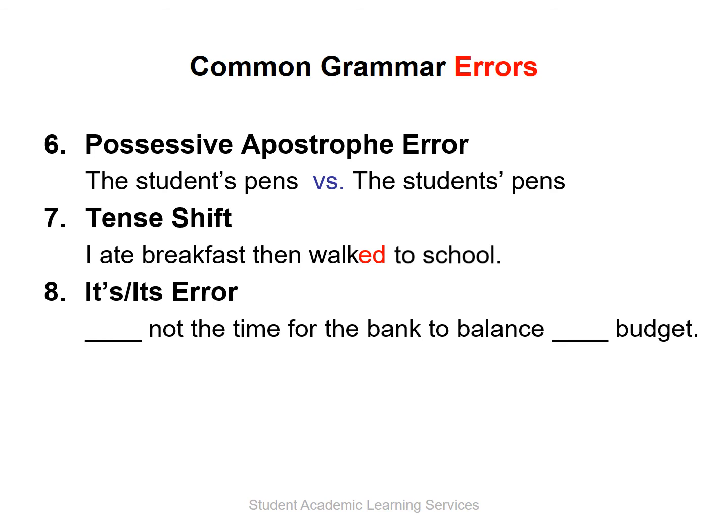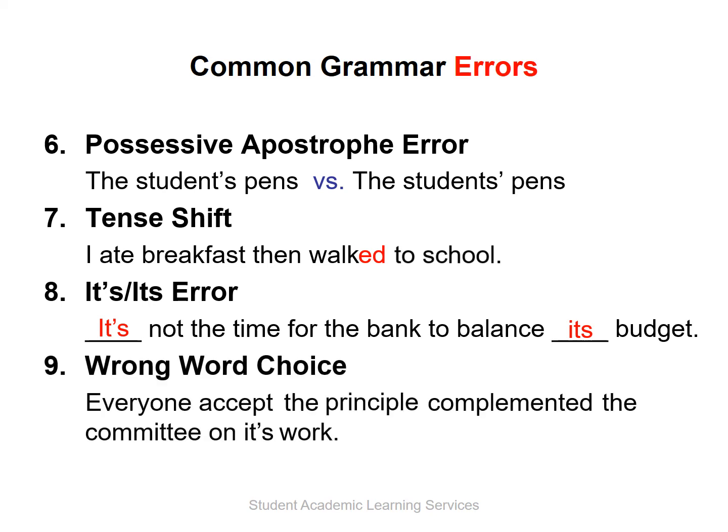It's and its error. If you look at the two blanks in the sentence, which "its" goes into which blank? "It's" with an apostrophe is a contraction, not a possession. It's a contraction for "it is." If we read the sentence that way, you can see: it is not the time for the bank to balance its budget. It makes much more sense than if you switch it and you said: its not the time for the bank to balance it is budget. Doesn't make any sense. So it has to be this way. The second form, ITS, that's the possessive form.